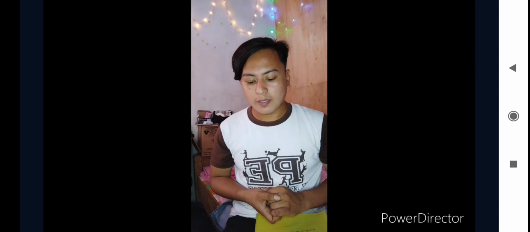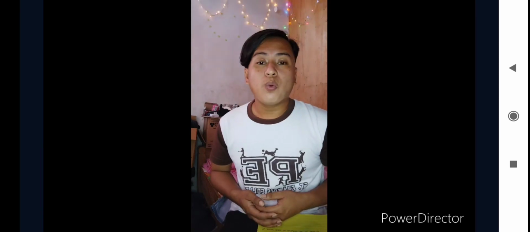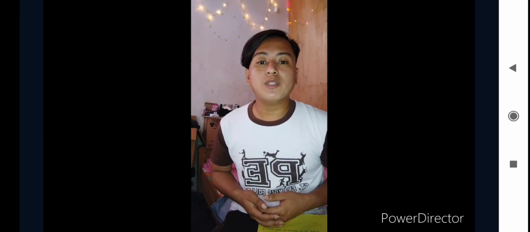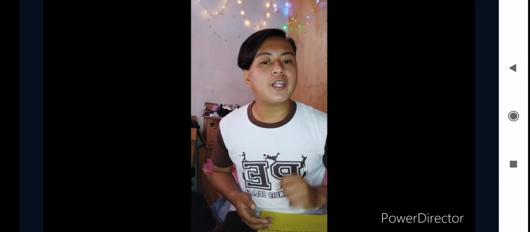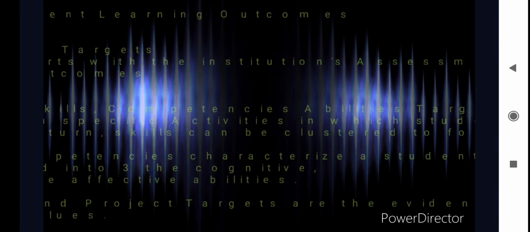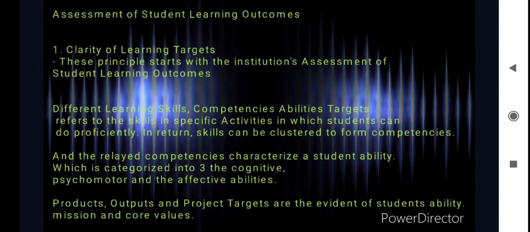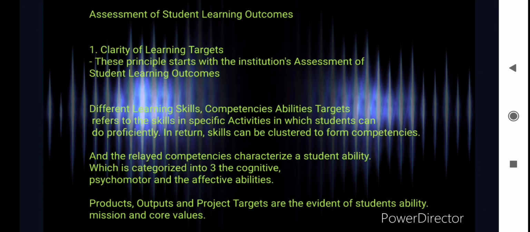My topic today is all about the assessment of student learning outcomes. So today, we will be going to discuss the principles of good practice assessing learning outcomes. There are three types of principles. First is clarity of learning targets. This principle starts with the institution's mission and core values.